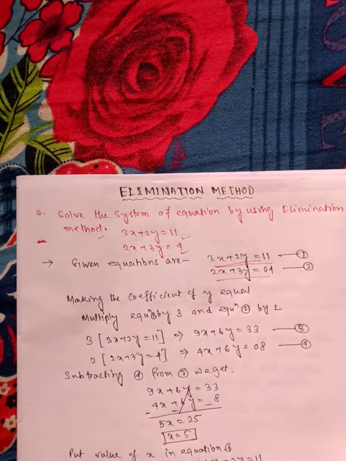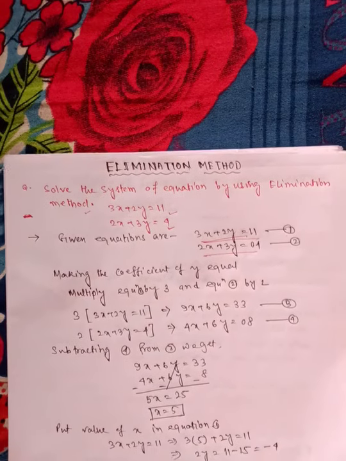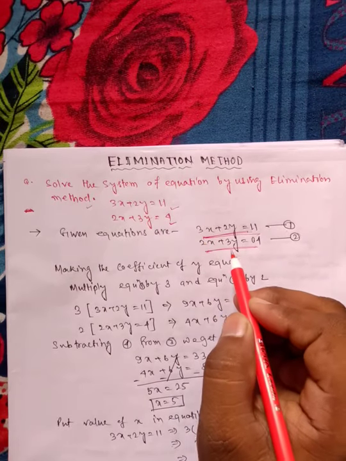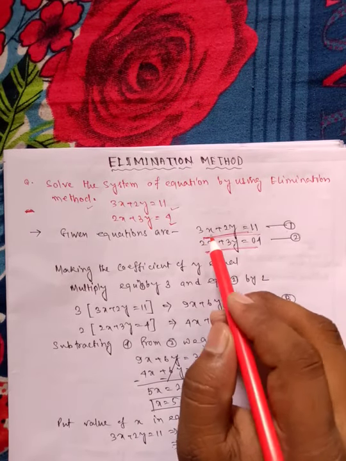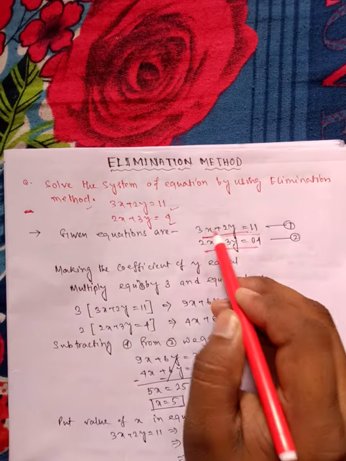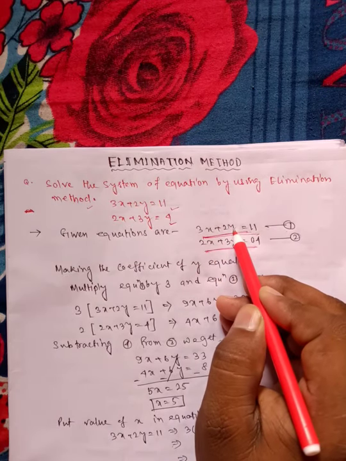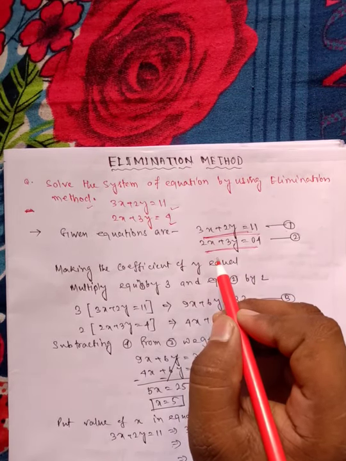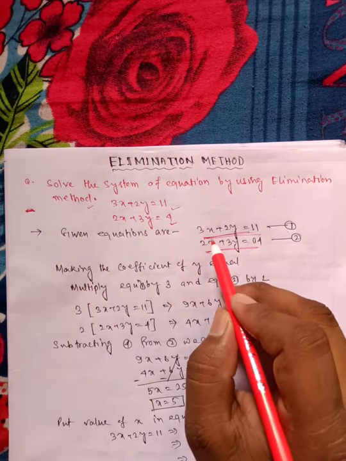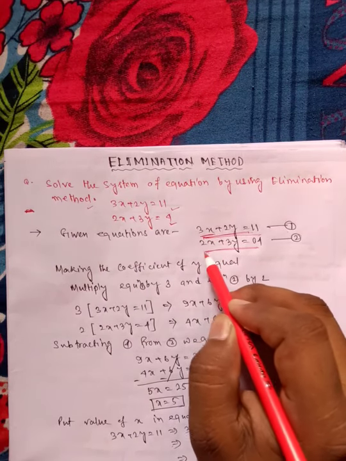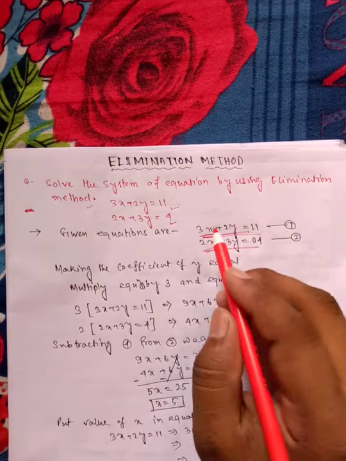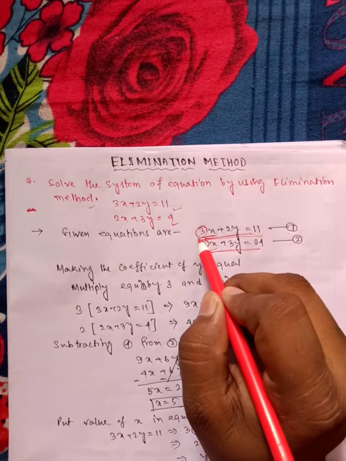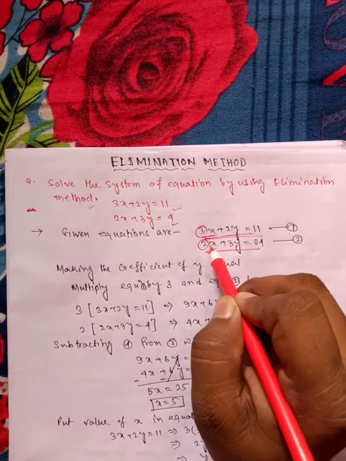Elimination means you have to eliminate one variable. But how can you eliminate one variable from these two linear equations? You can eliminate the variable x, or you can eliminate variable y. It is up to you. For elimination, suppose you want to eliminate the variable x, you first have to equalize the coefficient of the variable x in both the equations.